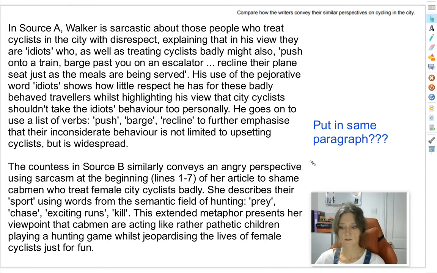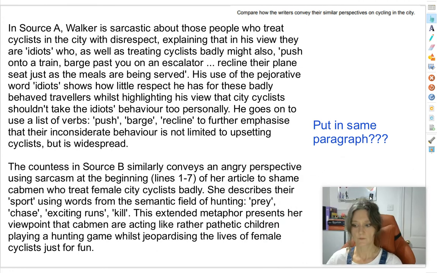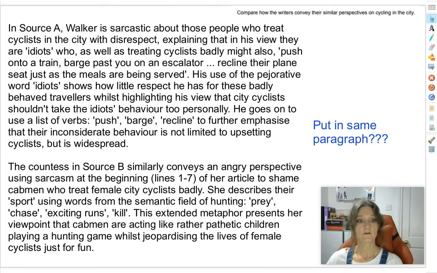Okay, let me unsmallen myself. Okay, so this is what I put. Compare how writers convey their similar perspectives on cycling in the city.